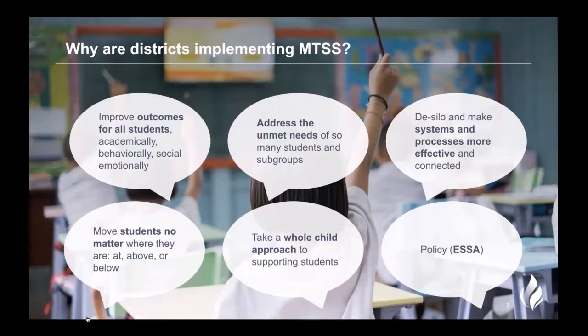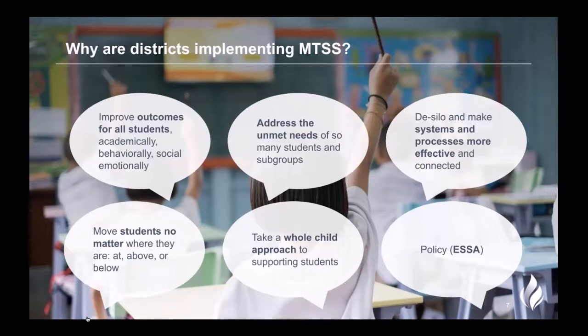So we start to see that schools are looking at all of the different meetings they're having and trying to come up with a more streamlined approach to ensuring that we're meeting the needs of all students and that we have an aligned vision in schools, which I think is a really cool outcome of MTSS. We want to move our students along, no matter where they are, whether they're at, above, or below our expectations. We want to make sure that all students are growing and that we're meeting them where they are in order for them to be successful.